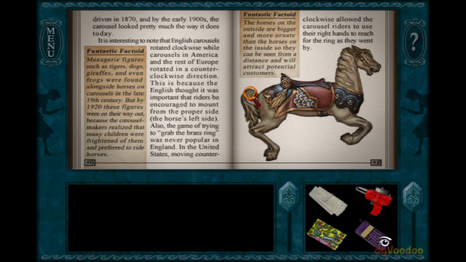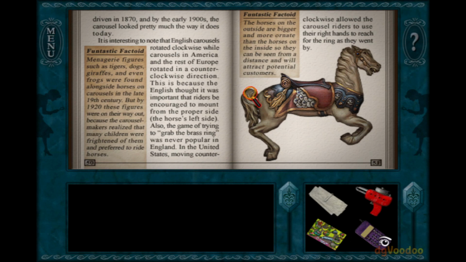Menagerie figures such as tigers, dogs, giraffes, and even frogs were found alongside horses on carousels in the late 19th century, but by 1920 these figures were on their way out because the carousel makers realized that many children were frightened of them and preferred to ride horses.